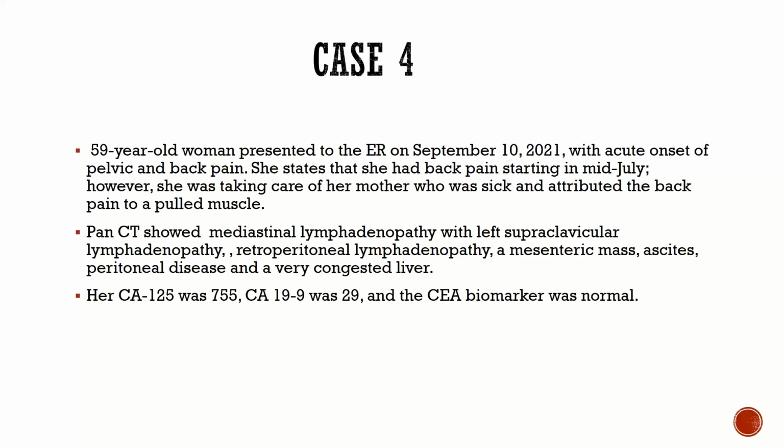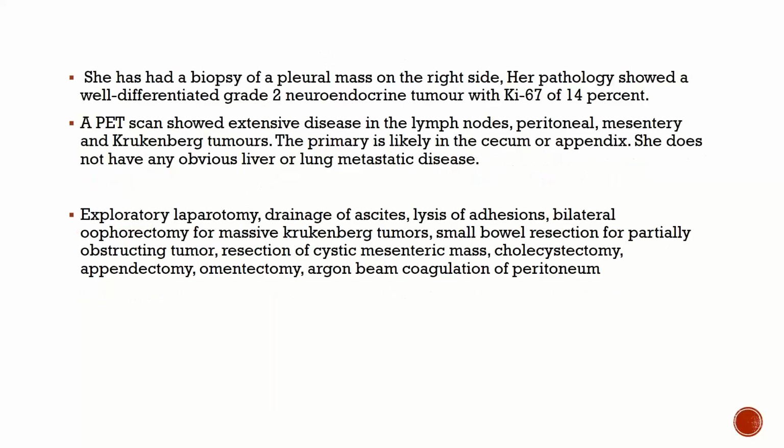Her CA 125 was high, CA 19-9 was 29, and the other biomarkers were normal. So she had a biopsy, and the biopsy showed a well-differentiated grade 2 neuroendocrine tumor, with a Ki-67 index. The Ki-67 is an antigen that's used to assess for cell proliferation. A PET scan showed extensive disease in the lymph node, peritoneum, mesentery, and a Krukenberg tumor, which is a tumor in the ovarian area that's metastasized mostly from the GI tract. And the primary origin of this neuroendocrine tumor is most likely the cecum or the appendix.